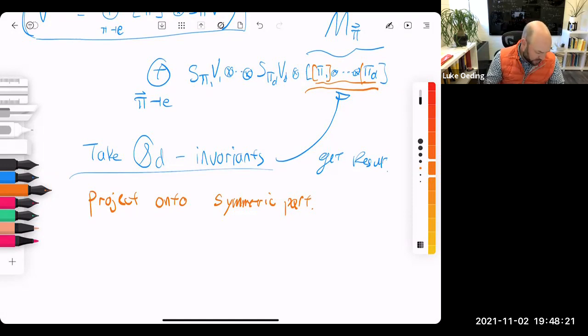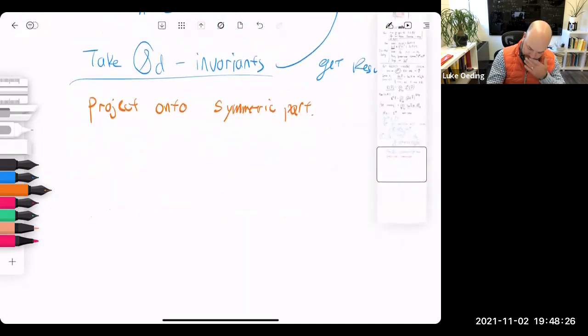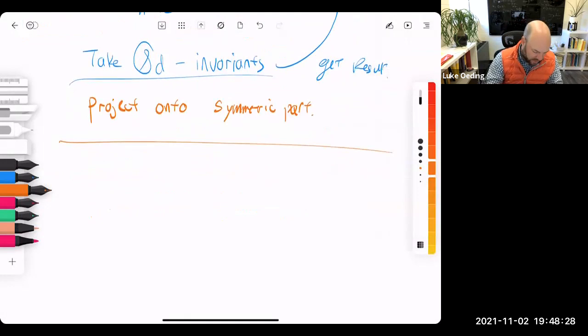And I think at this point, I want to switch to an example just so that you can see how this is going to work. So that's it for the proof of that proposition.